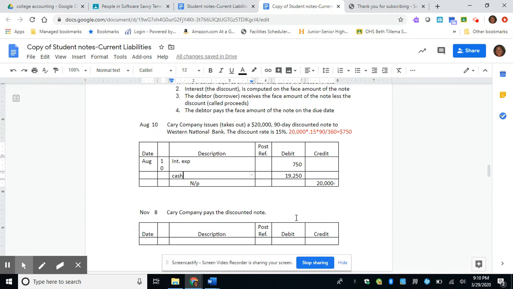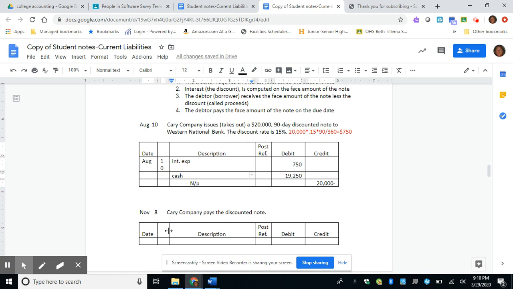Most of the time, companies do this when they are high risk companies. They don't have a very good record of paying their bills. So the bank is going to ask them to pay interest ahead of time. So you're going to do the calculations at the beginning of the loan.